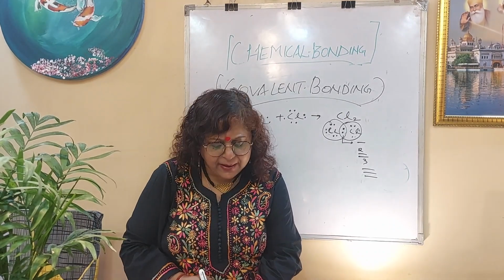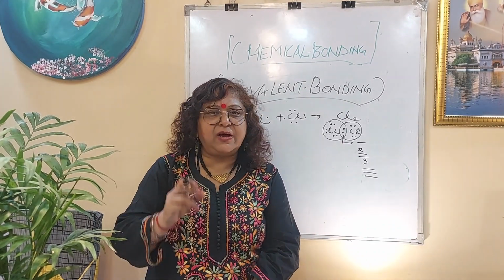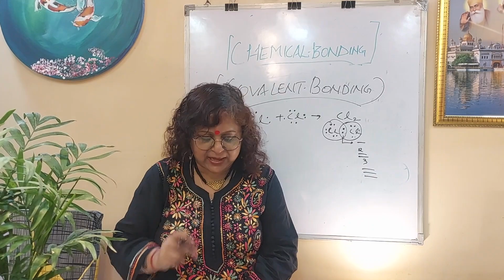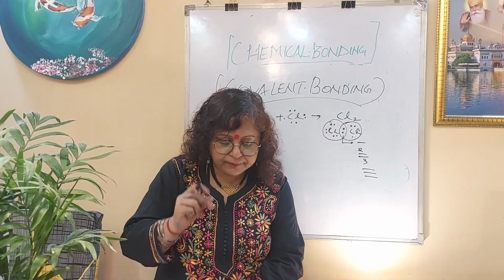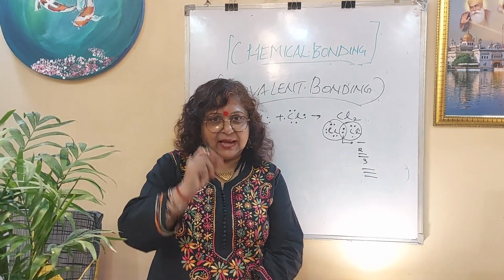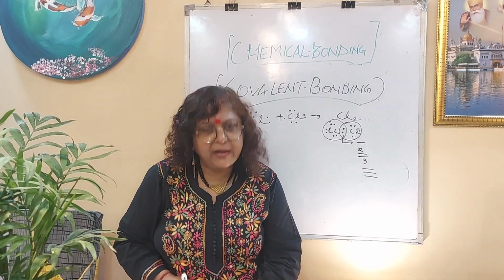Single covalent bonding is formed by sharing of electrons, 1 electron from each side. For example, HCl. Next one is double covalent bonding.